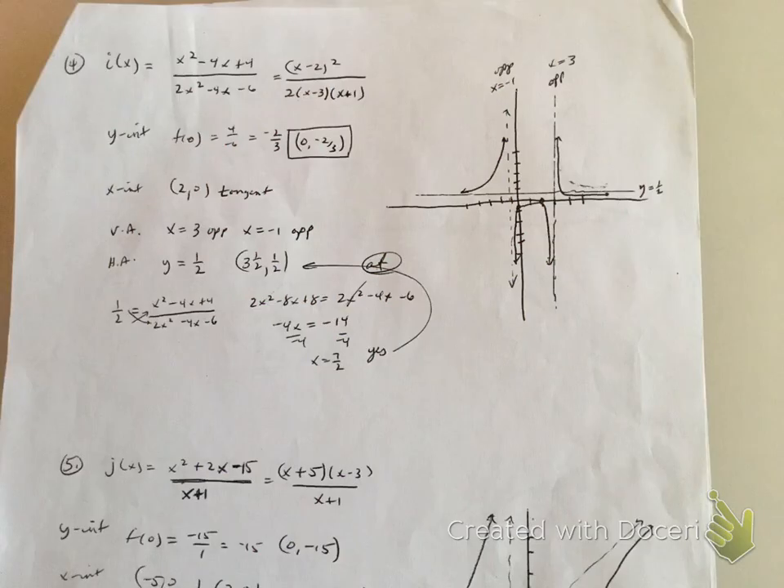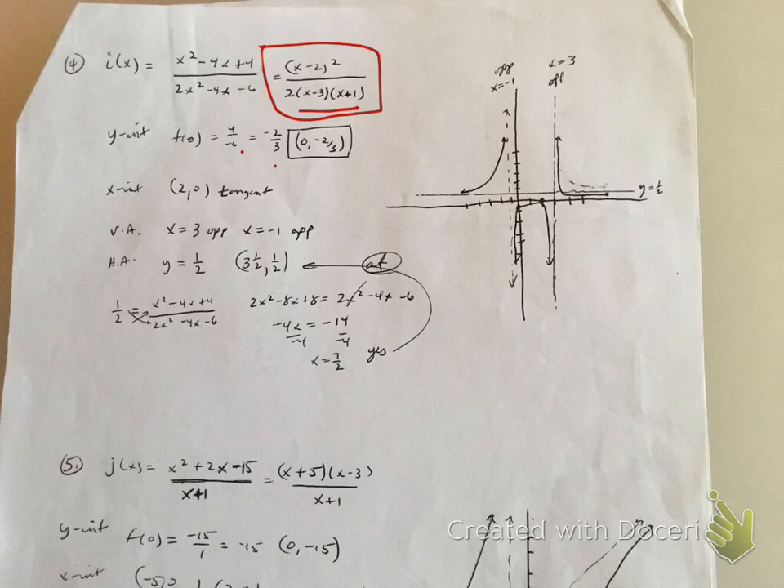Okay, so here we go, looking at example number 4. With example number 4, we're going to have this factor into (x minus 2) squared over 2 times (x minus 3) times (x plus 1). I'm talking about the factored version right here. So the y-intercept is going to be whatever I get when I look at my constants. So it's 4 over negative 6, and we're going to end up with negative 2/3.